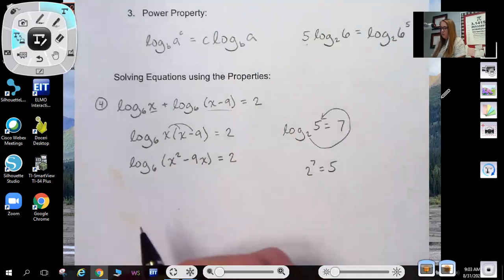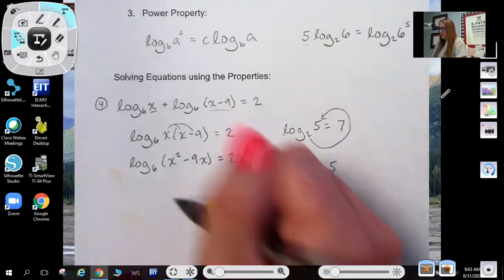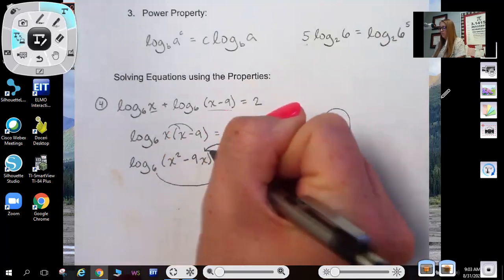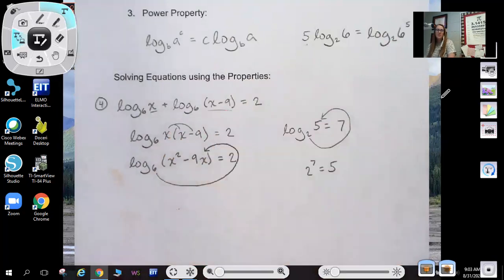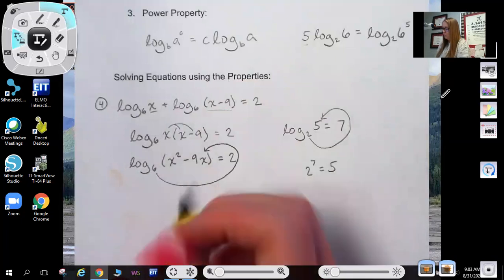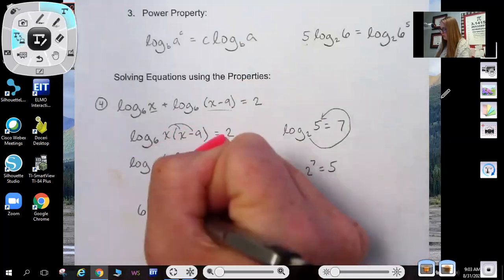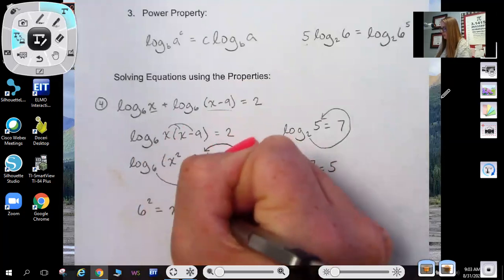If you want to use the loop trick, you start at the base, which is 6. Draw a counterclockwise loop around to x squared minus 9x. When we write this in exponential form, you follow the loop: 6 squared equals x squared minus 9x. That whole thing.